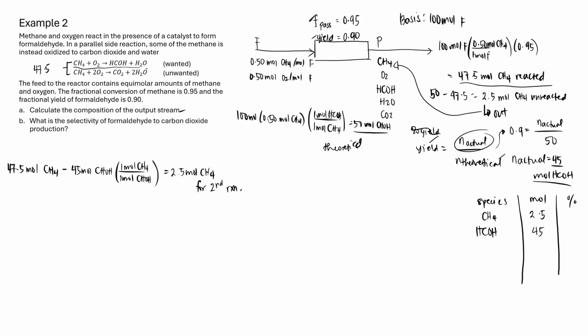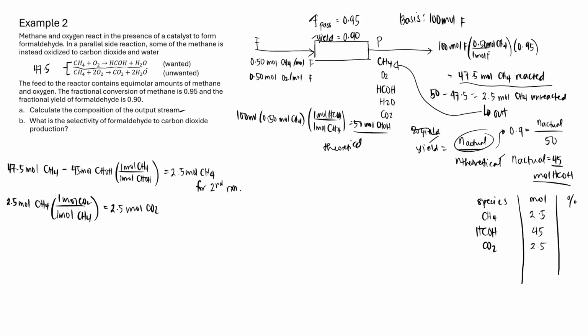Now, I have that data. I can use it to get CO2. And, yeah, let's use it first for CO2. So, 2.5 moles CH4. And then, that's 1 to 1. 1 mole CH4, 1 mole CO2. So, that's 2.5 moles CO2. So let's write it here. 2.5 also for CO2.